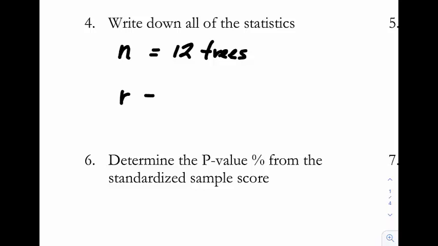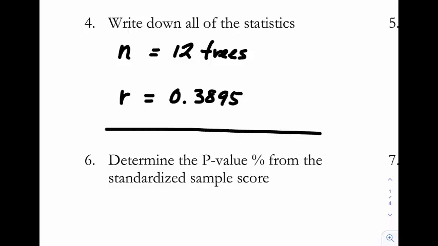And then the next one we want is the sample correlation coefficient. Here, I'm just going to write down the number, but I want to show you where to find this. The sample correlation coefficient is 0.3895. And again, that number only ranges between -1 and +1.